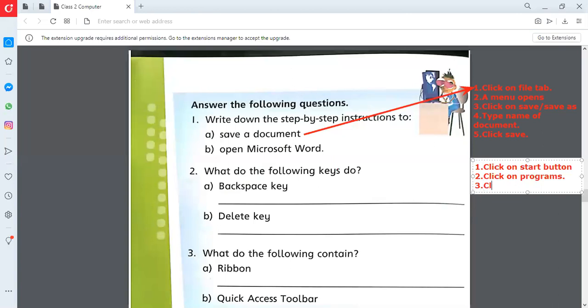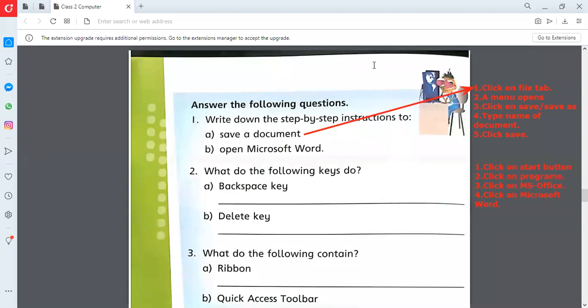We have to click on MS Office. MS stands for Microsoft. And then the fourth step is click on Microsoft Word. Okay. So there are only four steps for this question, part B. The answer is written over here.